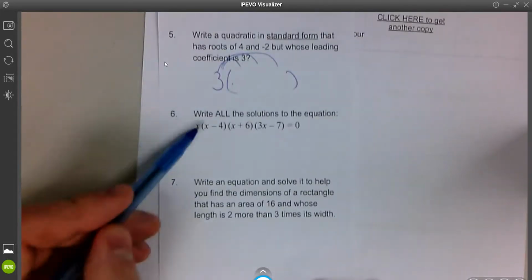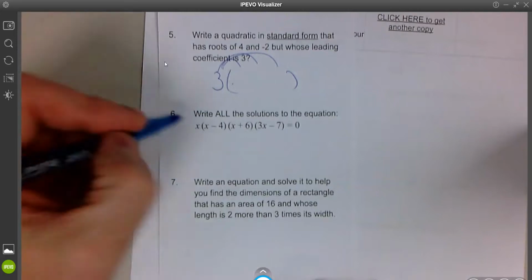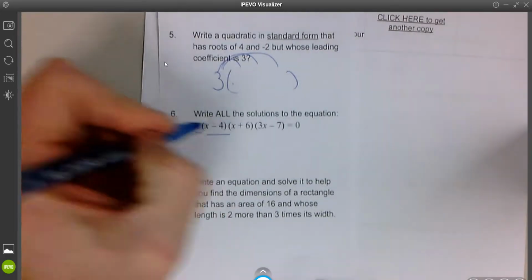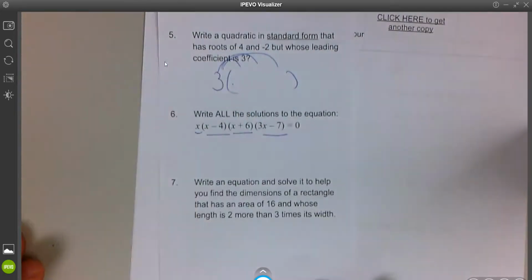Awesome. Number 6, write all solutions to the equation. I would set this equal to 0, this equal to 0, this equal to 0, and then solve them.